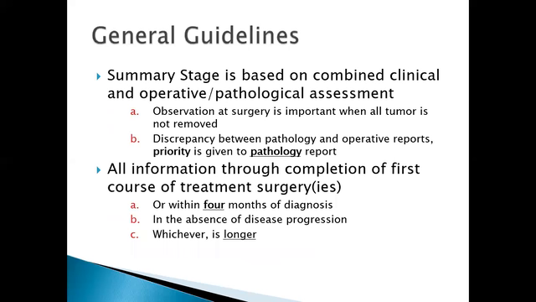So let's review some of the general guidelines. These start on page 21 if you're in your manual. I'm not going to go through all of them, but we'll go through some of the more complex ones. So for each site, summary stage is based on a combined clinical and operative pathologic assessment. So gross observations at surgery are particularly important when all malignant tissue is not removed.